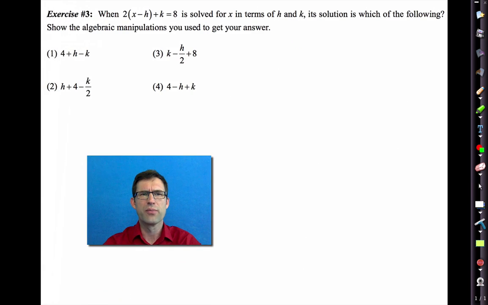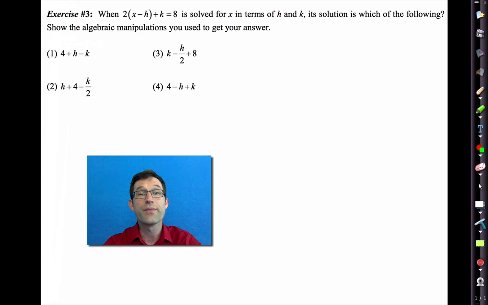Exercise 3, a little multiple choice problem. Now, this one's interesting because we're mixing numbers we know with numbers we don't know, right? So, when 2 times x minus h plus k equals 8 is solved for x in terms of h and k, its solution is which of the following? Show the algebraic manipulations you use to get your answer.